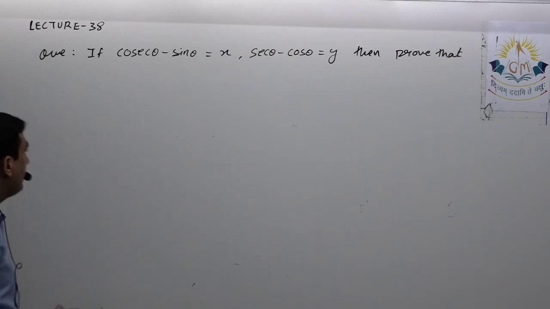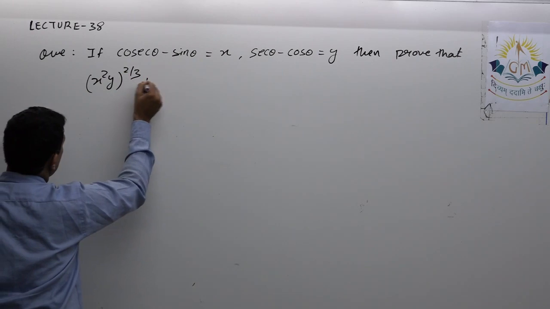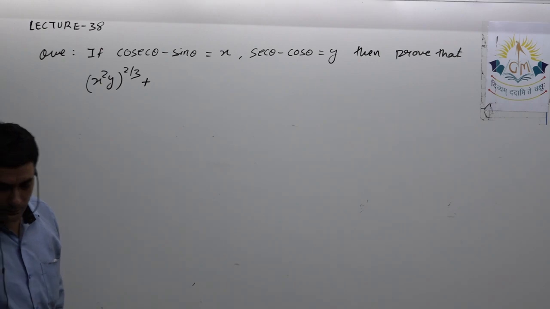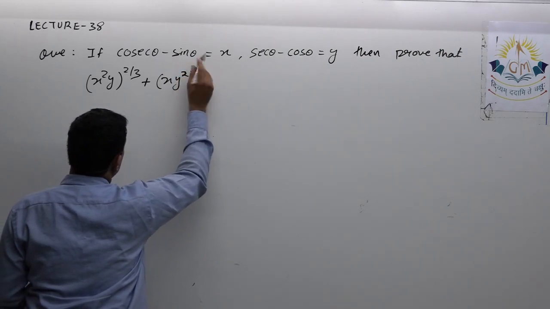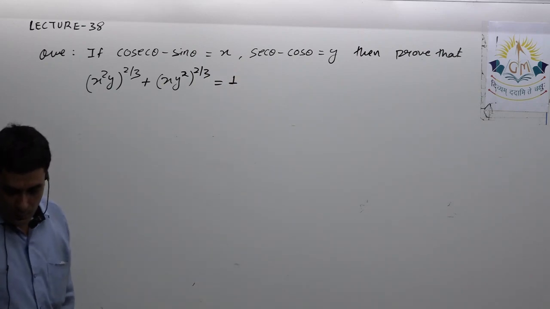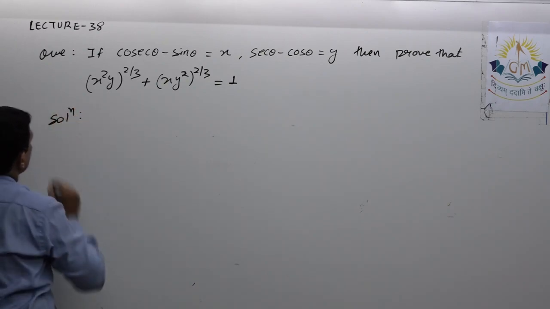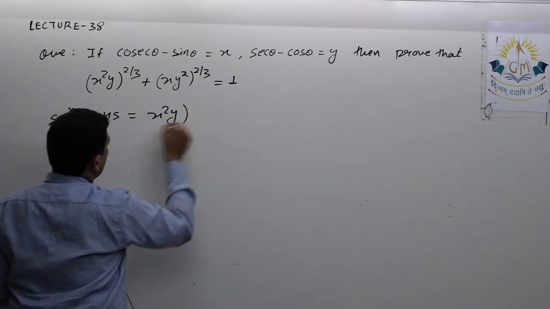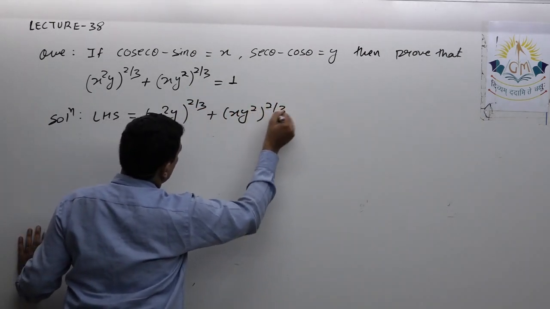Prove that x square y raised to 2 by 3 plus x y square raised to again 2 by 3 is equal to 1. Okay, so the given information is same, let us see how to solve this. We will start with the LHS only, that is x square y raised to 2 by 3 plus x y square raised to 2 by 3.